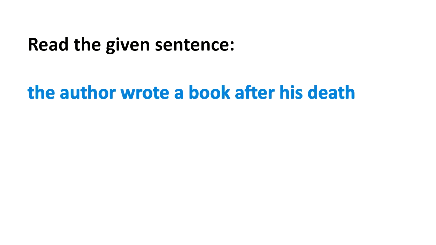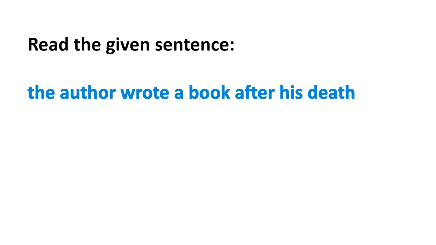Students, read the given sentence. The author wrote a book after his death. What meaning does the sentence give? The author wrote one book after his death, isn't it? How can one write a book after his death?